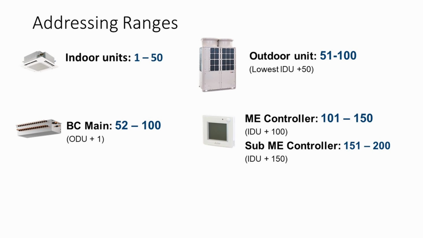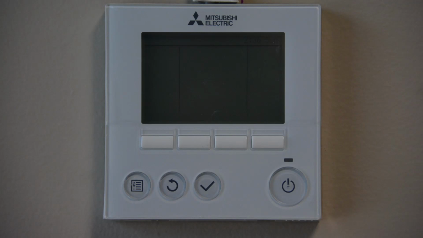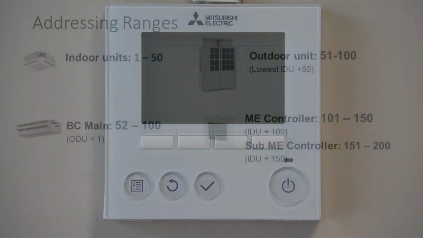If there is a sub-ME controller on the system, meaning 2 controllers in the same zone, wanting to control from each end of a room, for instance, the settings of the sub-ME controller would be 50 higher than the unit you're wanting to control. Address range of the sub-ME controller is 151 through 200. MA controllers do not have an address setting since they are not part of the MNet.